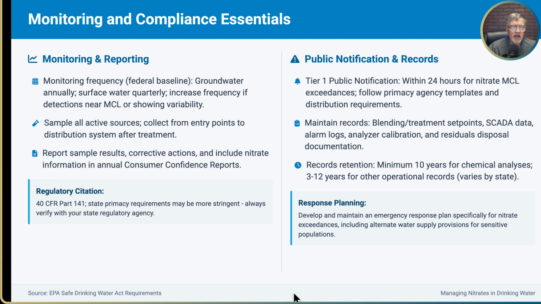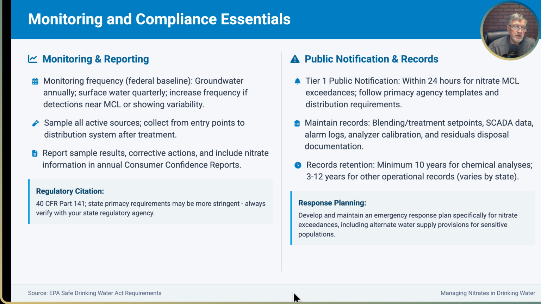So monitoring and compliance essentials. Your monitoring frequency is going to need to maintain that federal baseline. So the groundwater is going to be annually. Surface water is going to be quarterly. You're going to increase frequency of detections near the MCL, or if you're showing any variability. And if you're doing blending, you're probably going to have a more rigorous sampling schedule as well. You're going to want to sample all active sources, collecting from entry points to the distribution system after treatment.